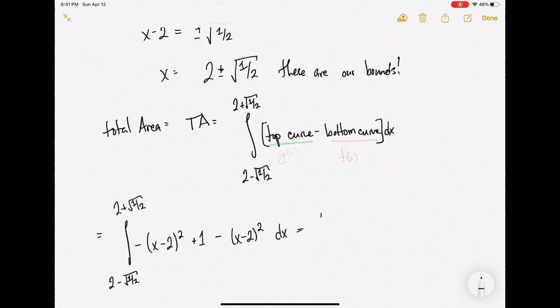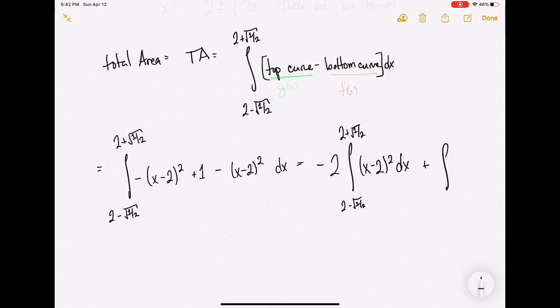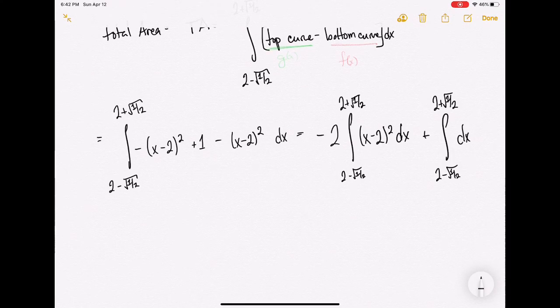And then, I can't stress this enough, you always want to simplify your expressions before you try to take an integral. So let's try to simplify this. This is really negative 2. If you simplify this, this is negative 2 times the integral of (x minus 2) squared dx. The bounds are the same. Plus the integral of 1 dx. And the integral of 1 dx is easy. That's just x.